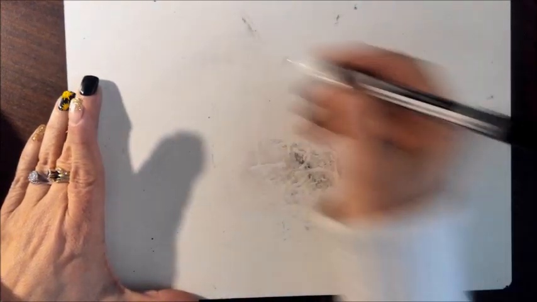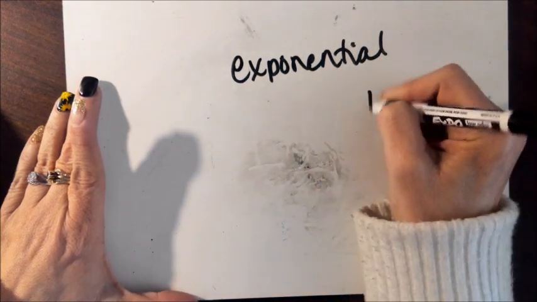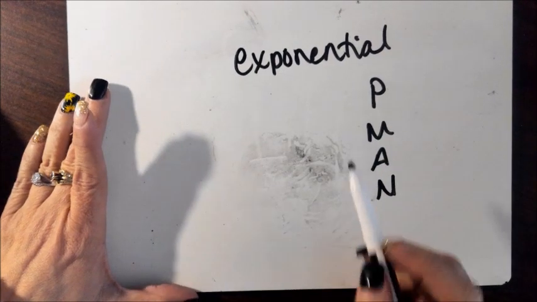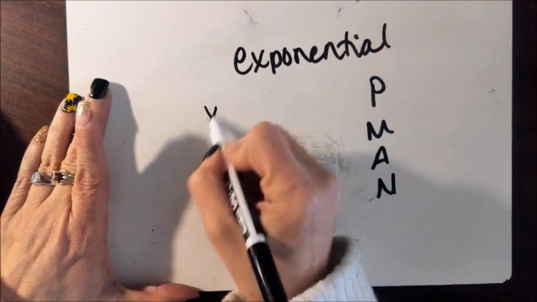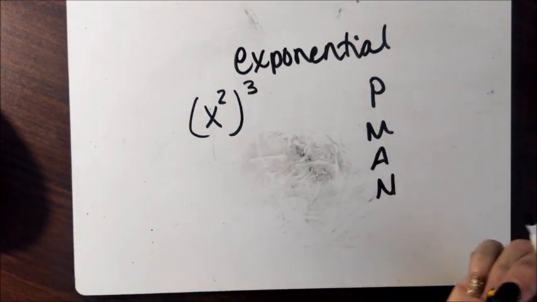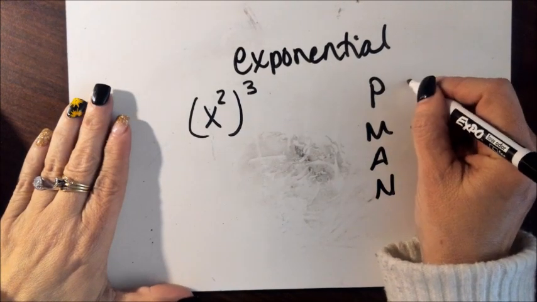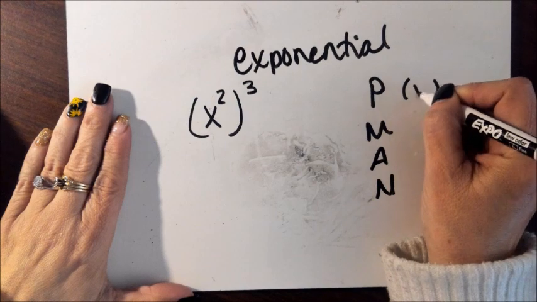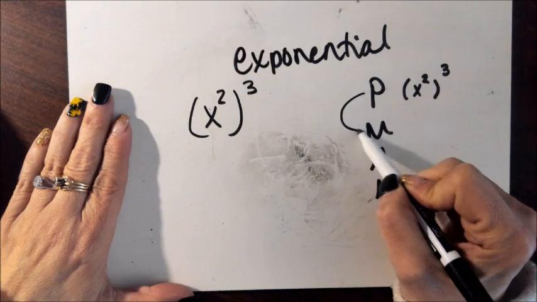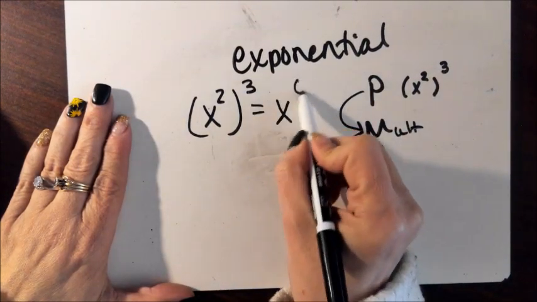Our last one we had was our exponential. And I just want to remind you about our friend P-Man. If you haven't met P-Man, I'm going to introduce him to you over the next second. If I have something like x squared cubed, and I ask you to simplify that, it's like, oh, am I adding those exponents? Am I multiplying? What am I doing? P-Man says if you have parentheses, so if you have x squared cubed, you multiply the exponents. So 2 times 3 would be x to the 6th.